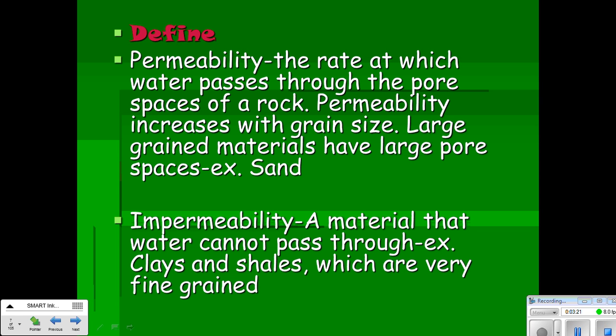Versus impermeability is a material that water cannot pass through, like clays and shales, because they're so small, they're very fine-grained, they fit together very well, that water can't pass through it easily. So we call it impermeable. And there's some space here, you can write this stuff out, but you don't really have to write it out word for word. Try to summarize so you're not writing a whole bunch.